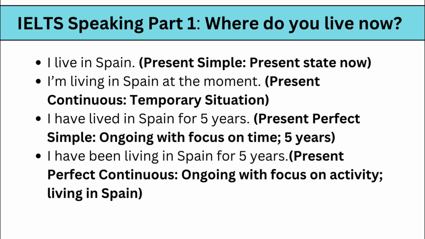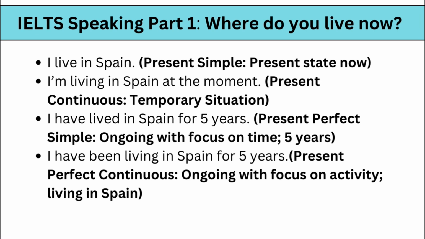And if you are in a temporary situation, you can use I'm living in Spain at the moment. And if you are talking about something and you focus on the time, I have lived in Spain for 5 years. And if you are focused on activity, you can use I have been living in Spain for 5 years. So have been living means that you are focused on activity.